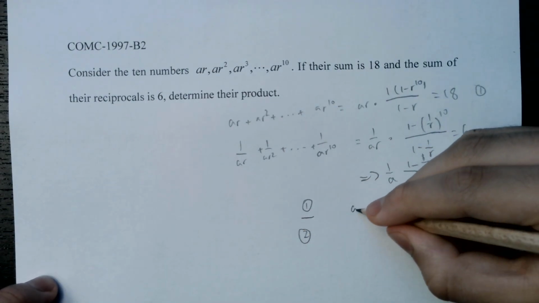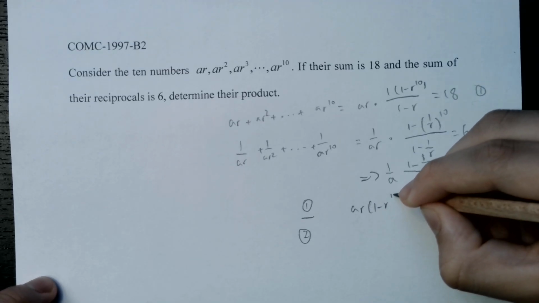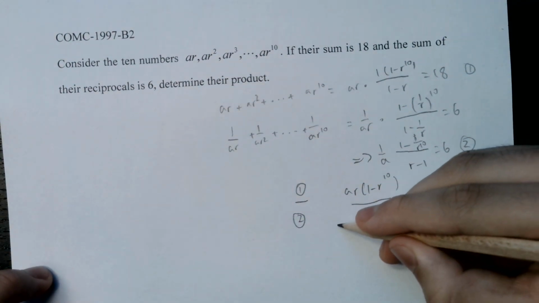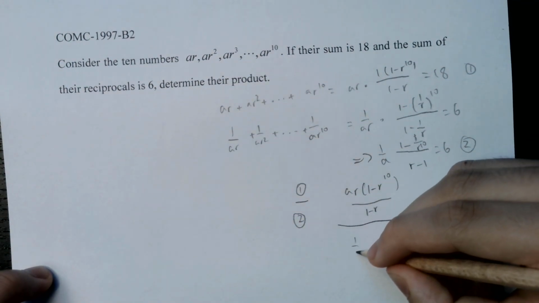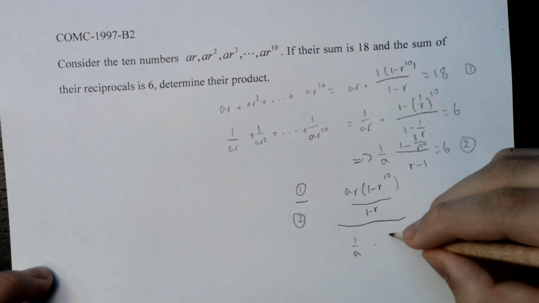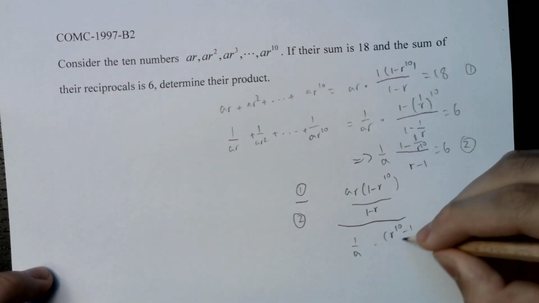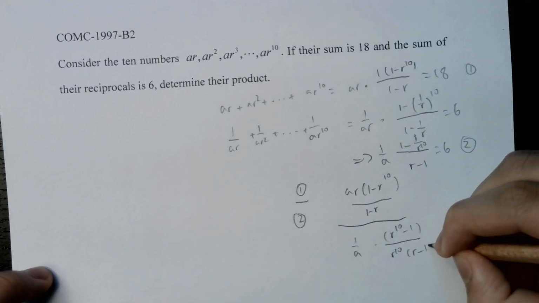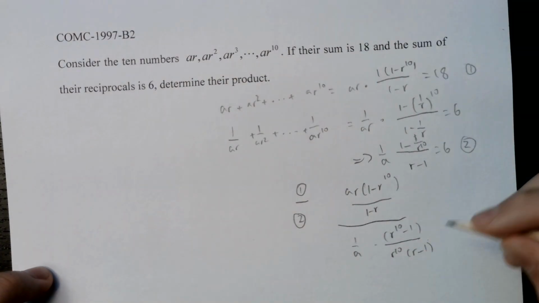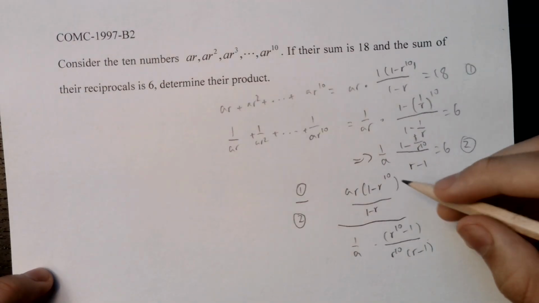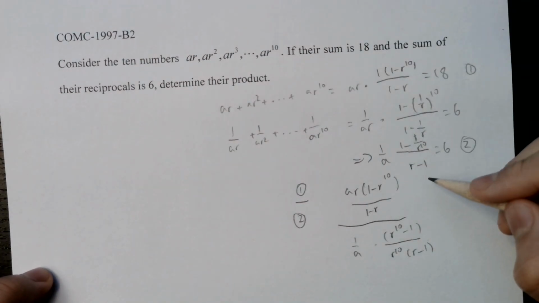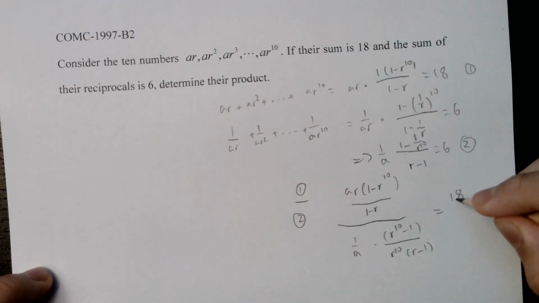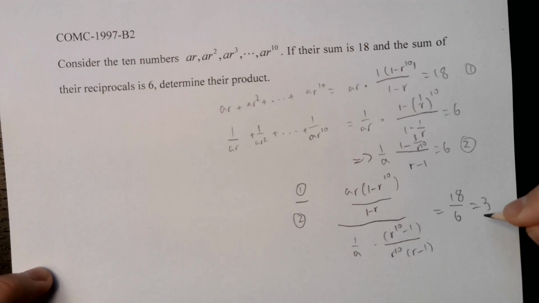And this is going to be equal to AR times (1 minus r to the power of 10) divided by (1 minus r) on top, and below that, it's going to be another fraction here. It's going to be 1 over A times (r to the power of 10 minus 1), and on the bottom, r to the power of 10 times (r minus 1) in brackets. Since this is kind of annoying here with the r to the power of 10 over 1, we just move the r to the power of 10 to the bottom here. And now here we can see that this is going to be equal to 18 over 6, which is going to be equal to 3.